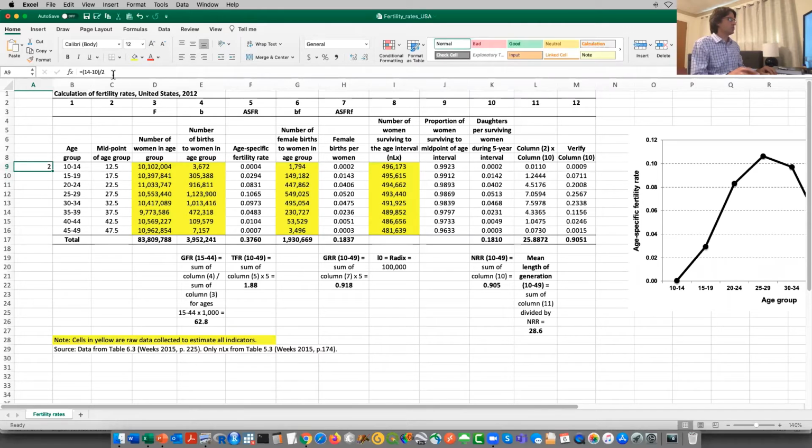Oh, I'm sorry. No, it's, oh yeah, it's 14 minus, because it's like 4 years in between. It's 14 plus 10 divided by 2. Cool. So that's 12, and then you add 0.5 to try to reach exactly the midpoint of that age group. So that's how the midpoint of the age group is calculated.